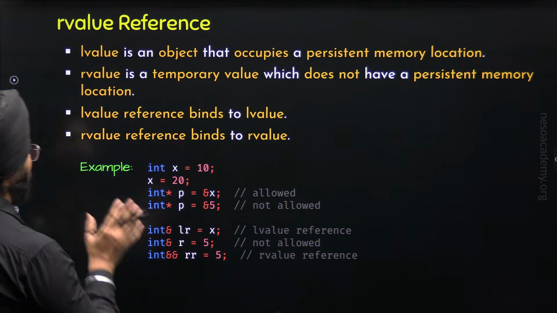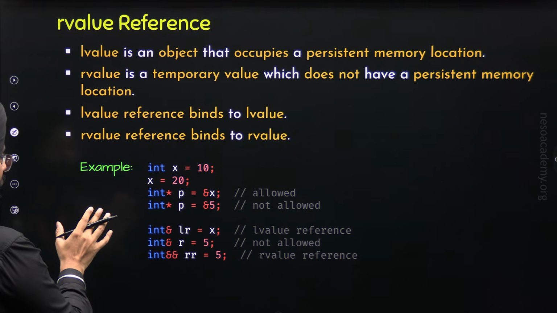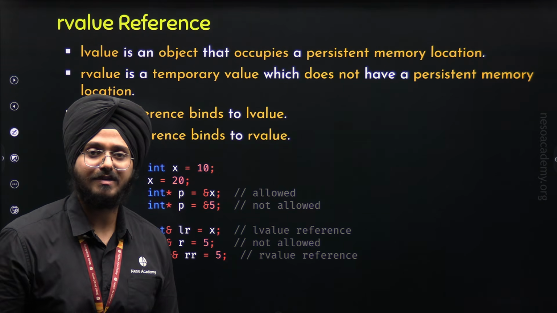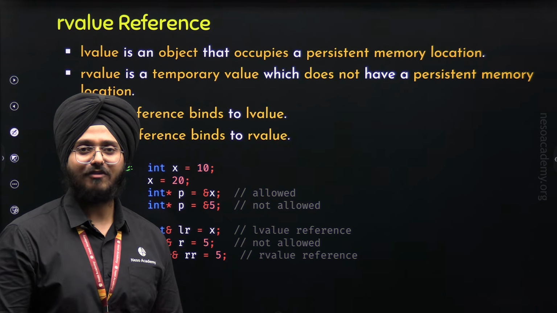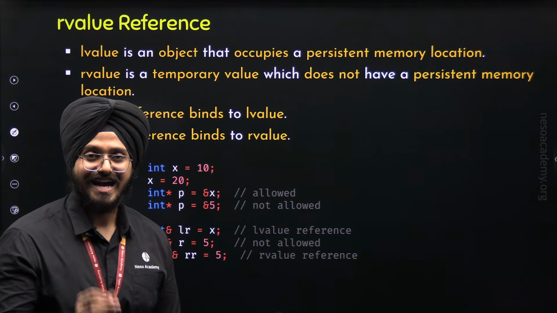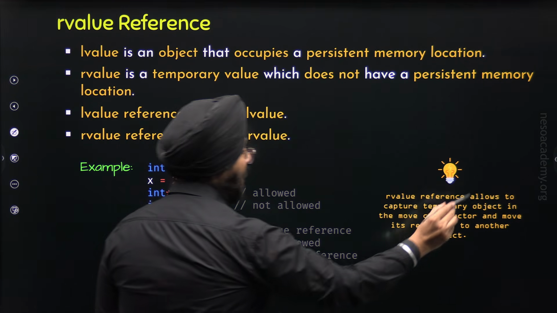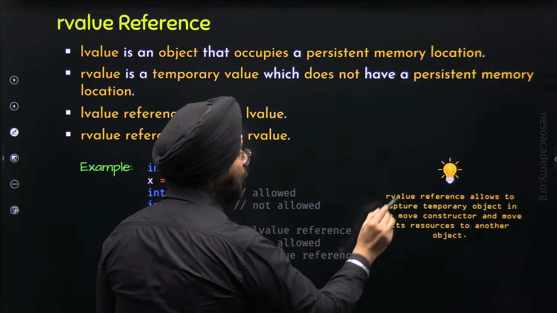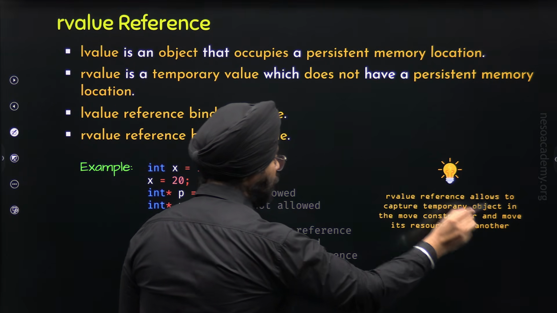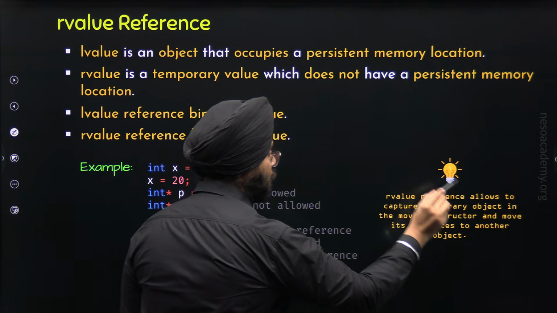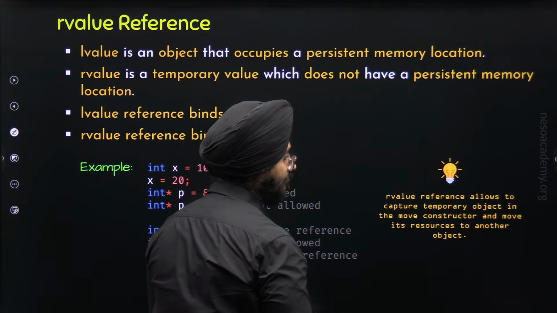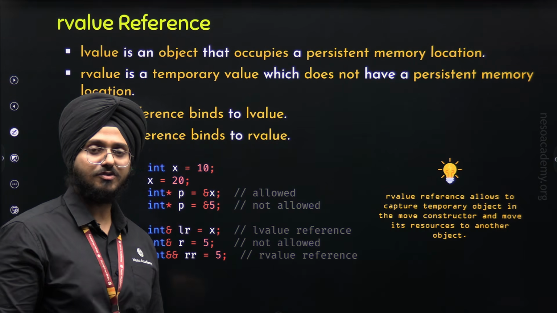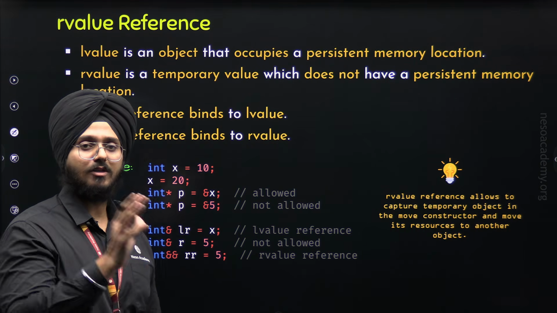Now we know what an rvalue reference is, and you might be thinking, why do we need rvalue reference? What is the significance of rvalue reference? Rvalue reference allows us to capture a temporary object in the move constructor and move its resources to another object. The job of the move constructor is to move the resources of one object to the other object.